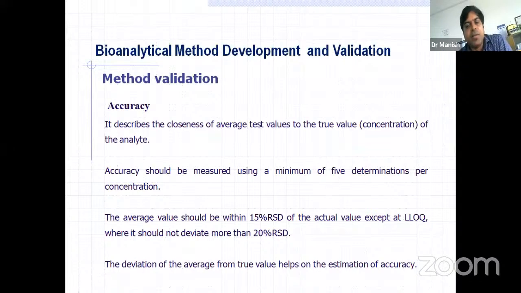RSD is relative standard deviation. So being a bioanalytical method, the RSD is lax up to 20%. If it is a regular analytical method, it is less than 2%. So the deviation of the average from the true value helps in the estimation of the accuracy. Generally, these accuracy studies are done in a single day, with a number of determinations in a day.